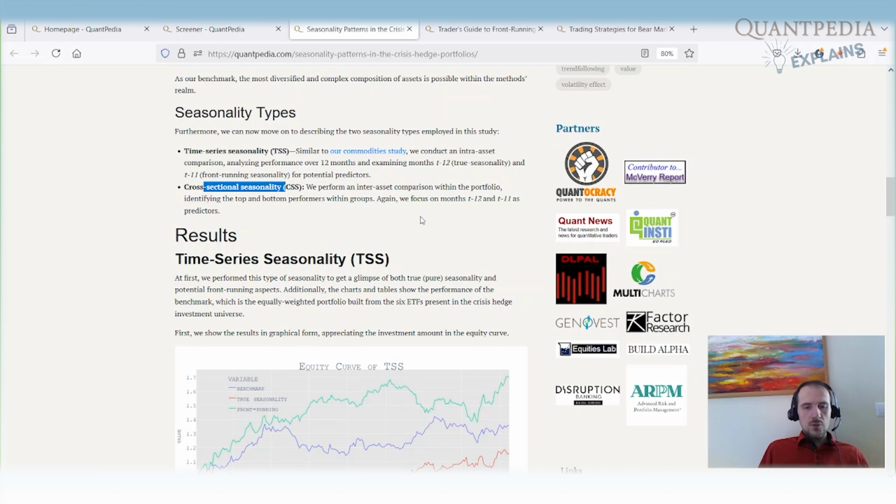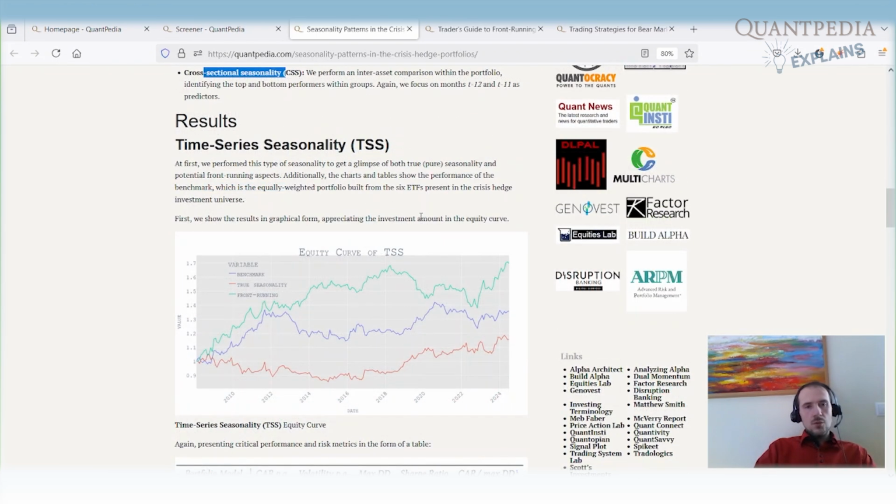Once again, if you want to focus solely on the true seasonality, you are checking at the end of the January what is the February performance. So you are going 12 months into the past. If you want to front run, you are going 11 months into the past. So 1 month less. Let's take a look at what the results are.